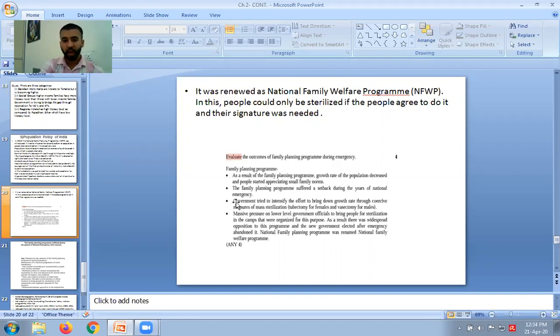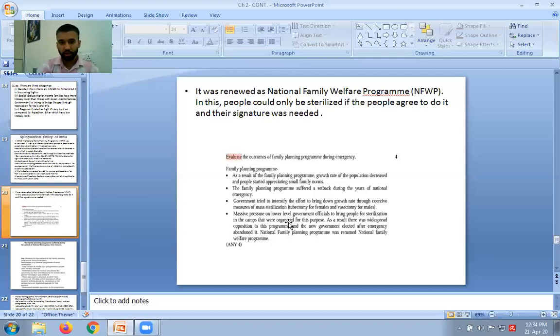The second point: the family planning program suffered a setback during the years of national emergency. It suffered a lot because forceful things were done by the government in order to push people for the sterilization process, in which vasectomy was done by doctors for males and tubectomy for females, right? Yes, tubectomy for women and vasectomy for males. So this is what was actually happening.